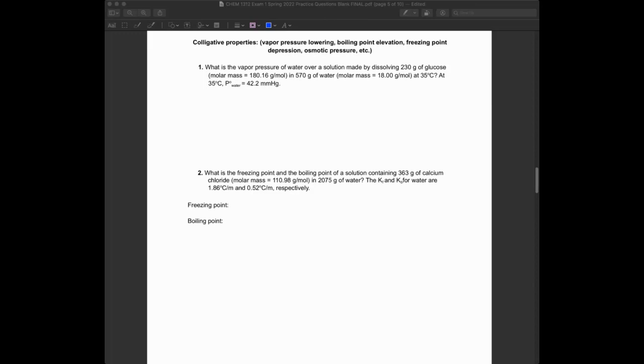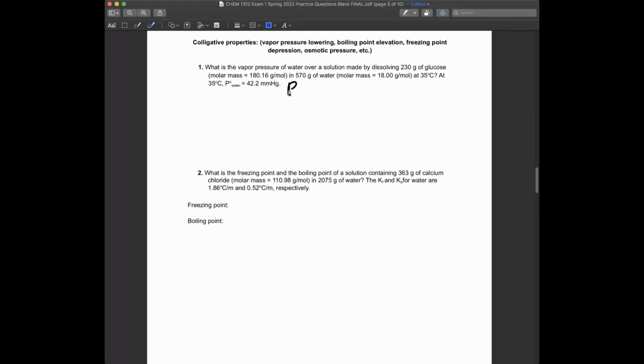This problem asks you to find the vapor pressure of water of a solution made by dissolving 230 grams of glucose, with its molar mass, and 570 grams of water, with its molar mass, at 35 degrees Celsius. At 35 degrees Celsius, the vapor pressure of water is 42.2 mmHg. With two components like this, it's a Raoult's law problem.